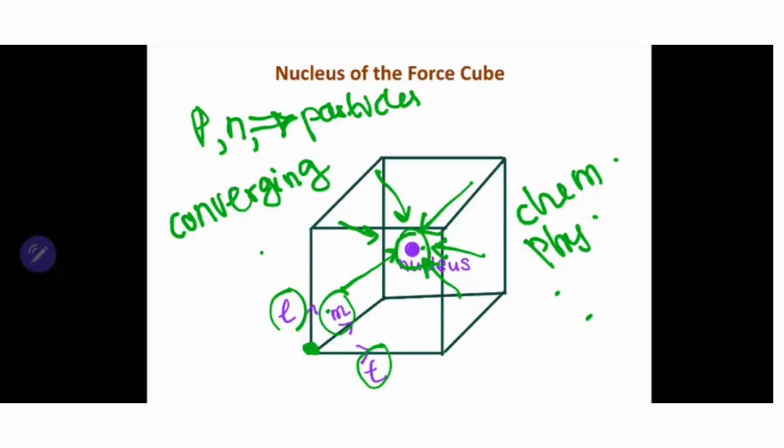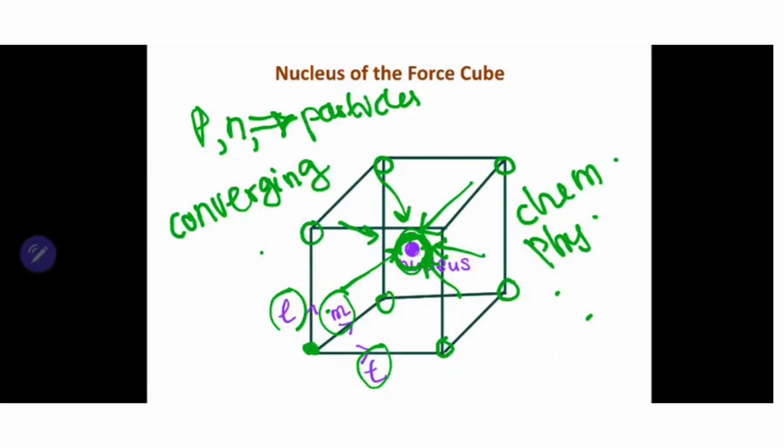In other words, the nucleus has the greatest number of forces now, because it's attracting all 8 vertices towards it. So it has all the forces of the 8 vertices. So now the nucleus is the strongest point, the strongest creation in the universe at this moment. Now it's more powerful.